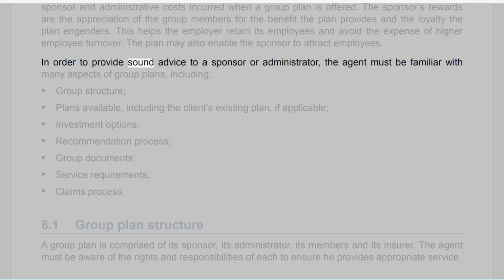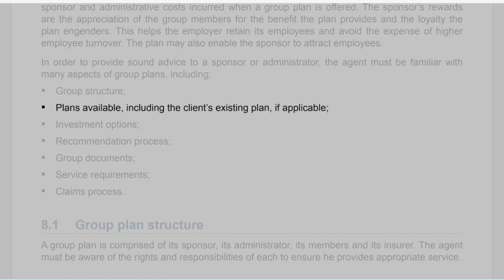In order to provide sound advice to a sponsor or administrator, the agent must be familiar with many aspects of group plans, including group structure, plans available, including the client's existing plan, if applicable, investment options, recommendation process, group documents, service requirements, and claims process.